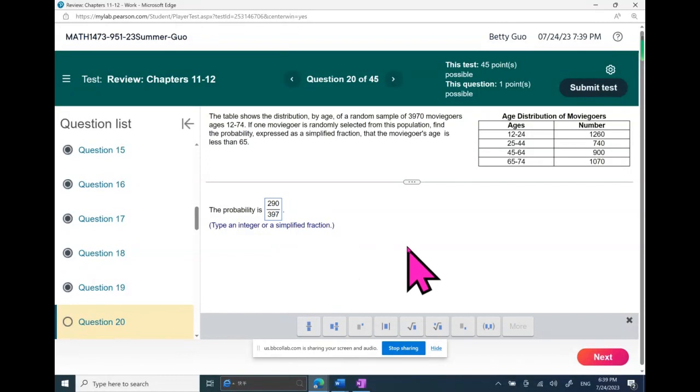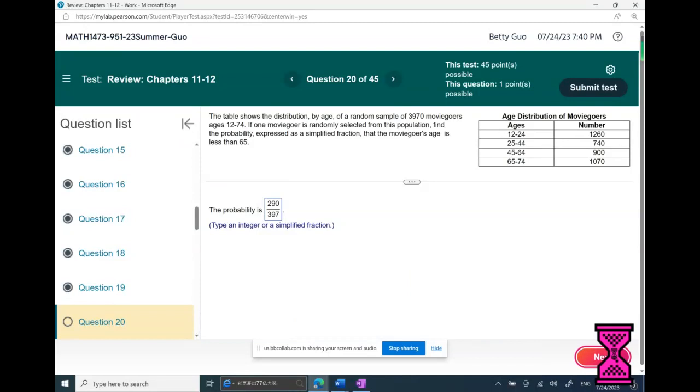When I have extra time, I like to double check my answer by using a different method. I could first find the probability of selecting a person equal to or older than 65. That is 1070 divided by 3,970, and I subtract that from 1. Complement, remember that? Then convert that to a fraction. Same answer, 290 over 397. All right, next question.